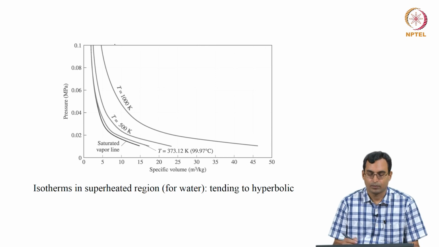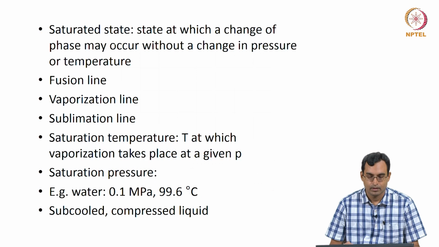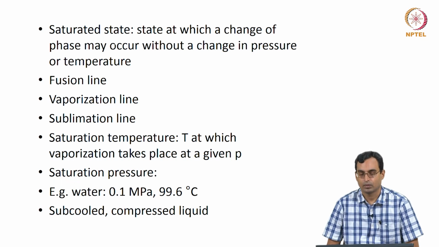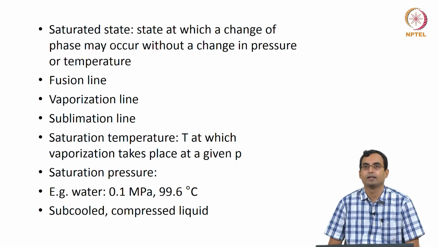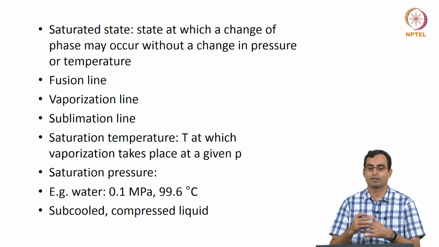So, this is what we see on a PV diagram for these. We have been talking about a saturated vapor line and a saturated liquid line. A saturated state in general is a state at which a change of phase may occur without a change in pressure or temperature, which is to say that if the pressure is fixed, the temperature is fixed, or if the temperature is fixed, the pressure is fixed. So, that would be a saturated state.